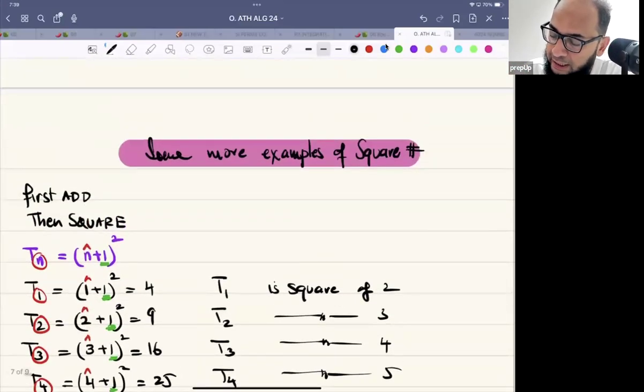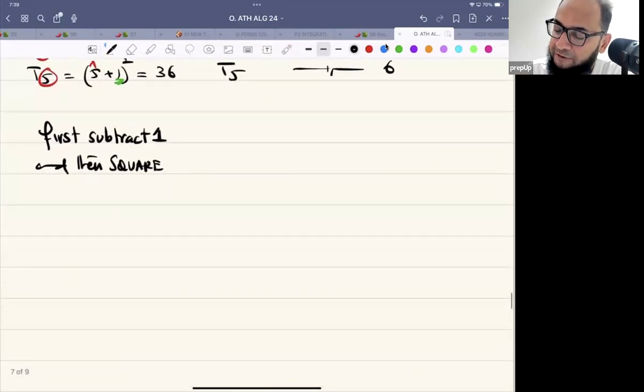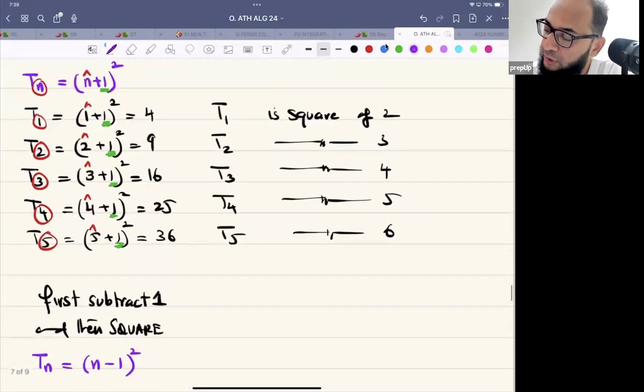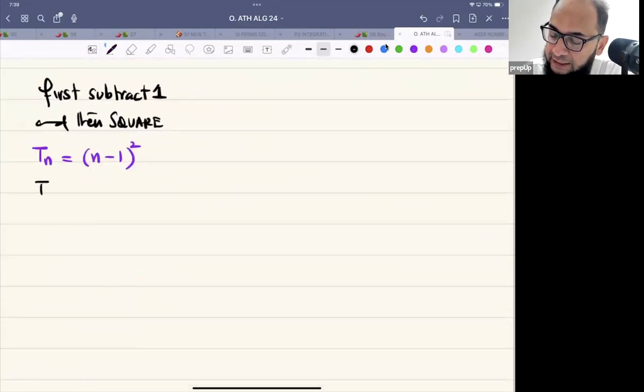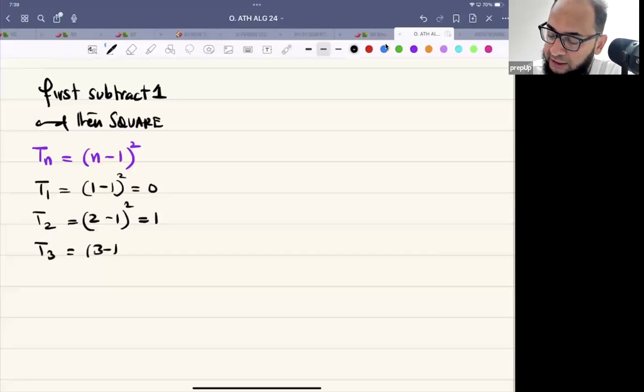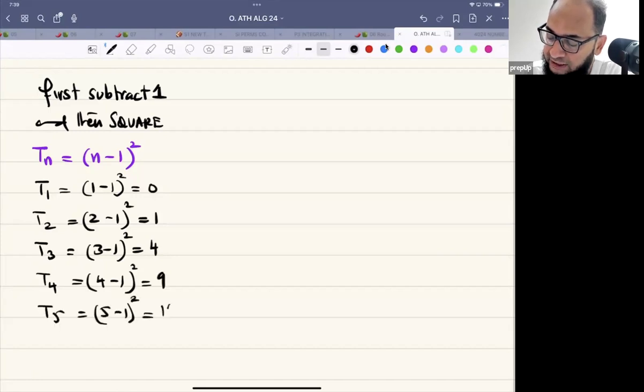So first add 1, then square. And this one is first subtract 1, then square. So let me write over here, Tn is (n minus 1) whole square. Let me write it down in the same manner. T1 is 1 minus 1 square, which is 0. T2 is 2 minus 1 whole square, which is 1. T3 is 3 minus 1 whole square, which is 4. T4 is 4 minus 1 whole square, which is 9. T5 is 5 minus 1 whole square, which is 16.